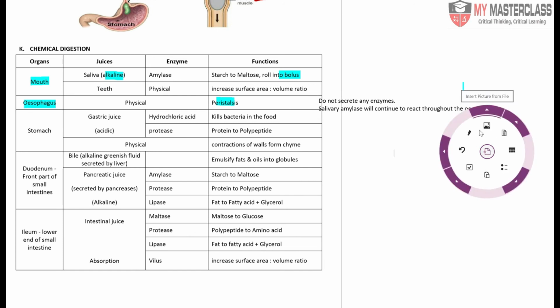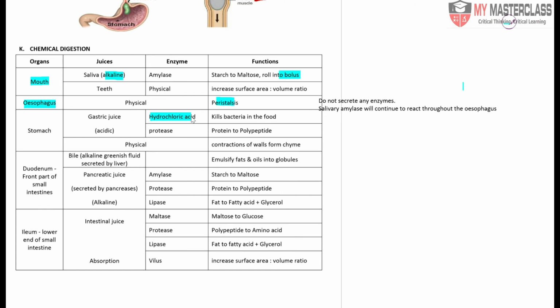Okay, so in the stomach itself, a new thing, hydrochloric acid, it helps to kill the bacteria in the food. Okay, the first front part of the small intestines and the lower part of the small intestines. Okay, so bile secreted by the liver. Pancreatic juice contains these 3 that we spoke about earlier on. Intestinal juice, on the other hand, will further break it down. So what do I mean by this? We have got amylase that breaks starch down to maltose. Protein is broken down to polypeptides. Okay, and fats are broken down to fatty acids and glycerol.